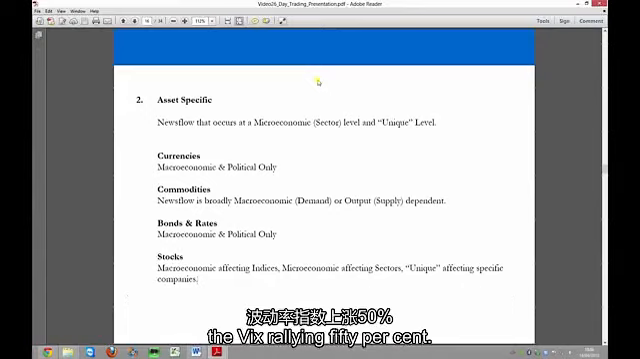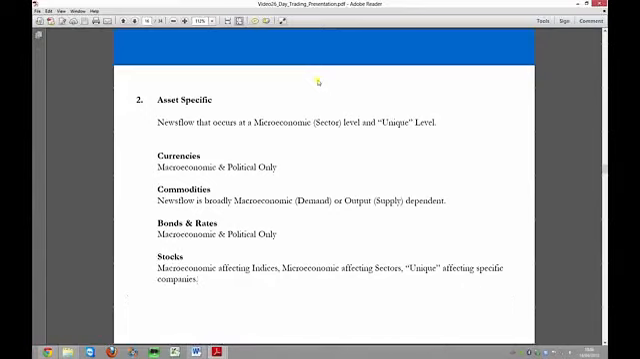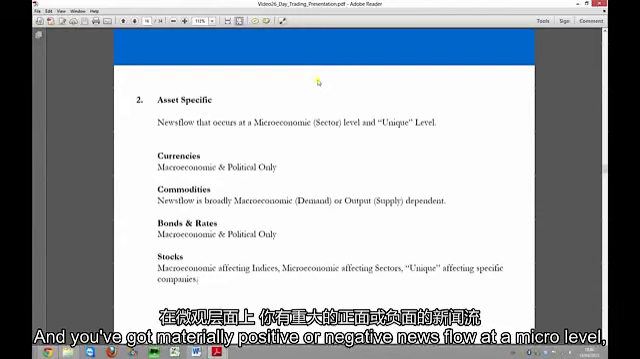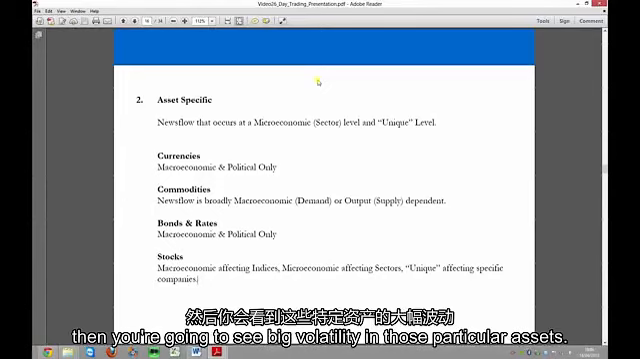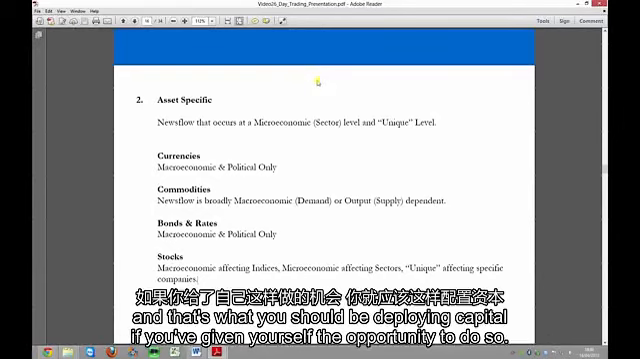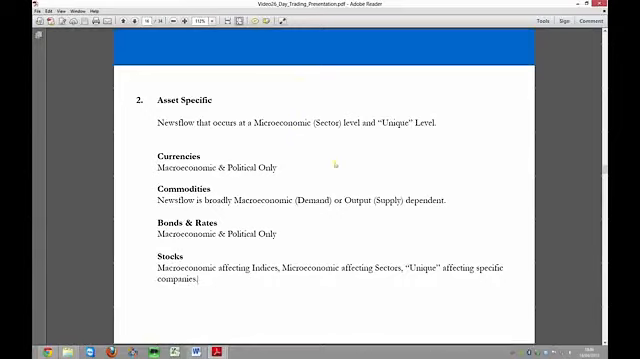So for example, the VIX rallying 50%, and you've got materially positive or negative news flow at a micro level, so sector level and unique level, at the same time as that, then you're going to see big volatility in those particular assets, and that's where you should be deploying capital if you've given yourself the opportunity to do so.